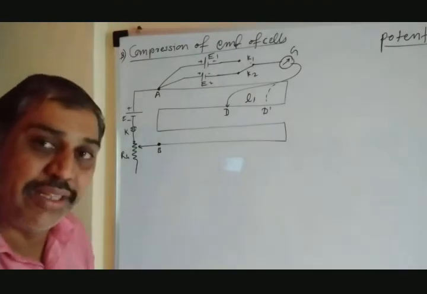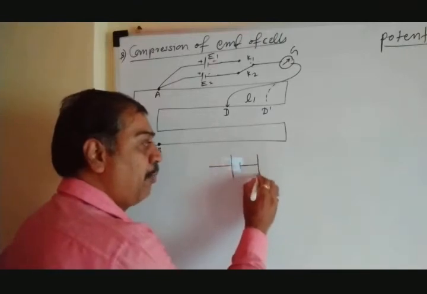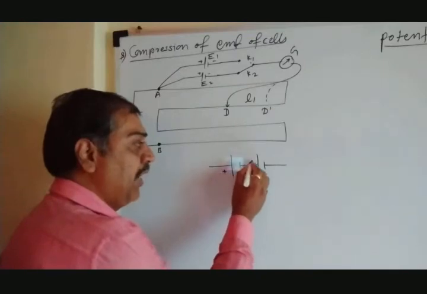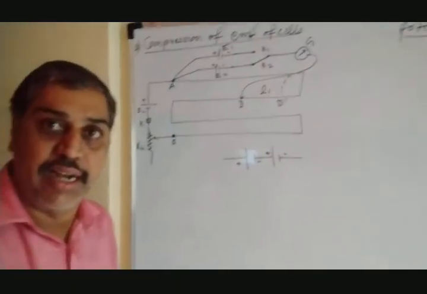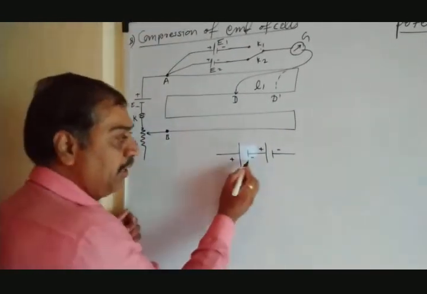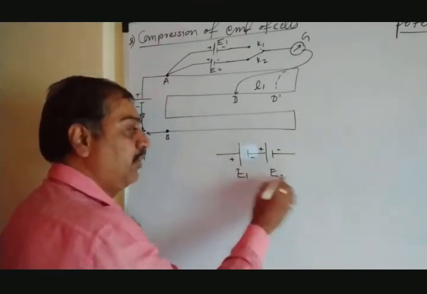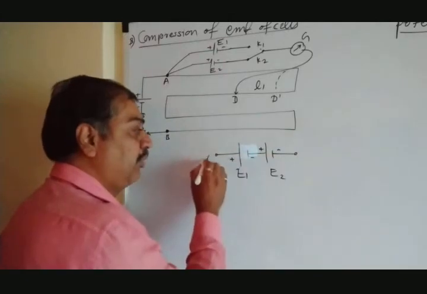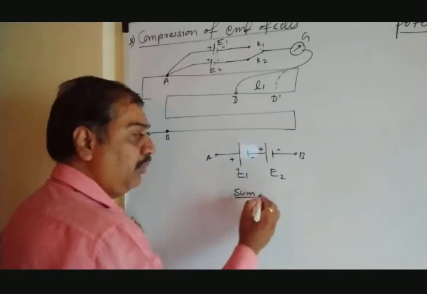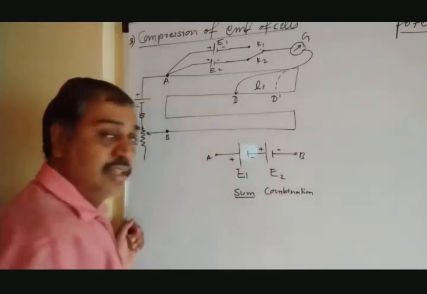What is the sum and difference method? If the two cells are connected such that the negative of the first is connected to the positive of the second, like positive, negative, positive, negative, suppose this is E1 and this is E2, and these are the points A and B, then this is said to be the sum configuration. The cells are connected in sum combination.